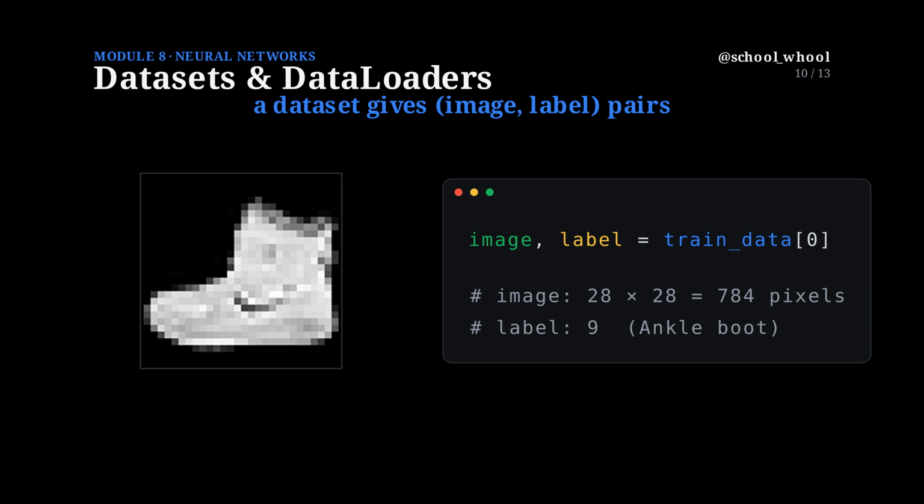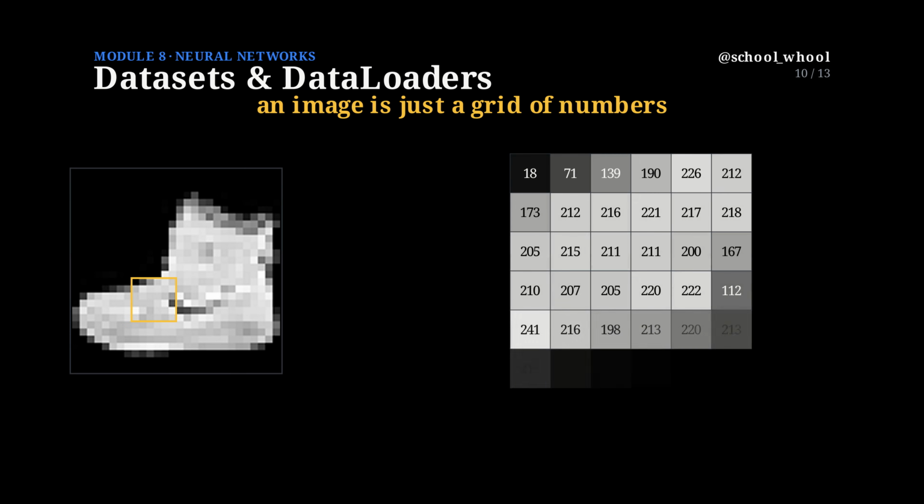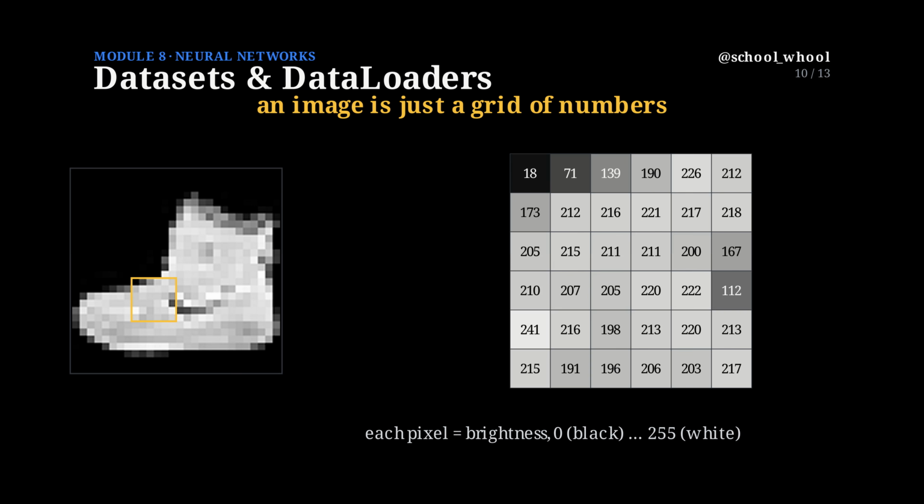But a network can't see a picture, it only understands numbers. So what is an image, really? Let's zoom right in on a patch of this one. Each pixel is just a brightness value, from 0 for black up to 255 for white. Line them up and the image is nothing but a grid of numbers, 28 across, 28 down.